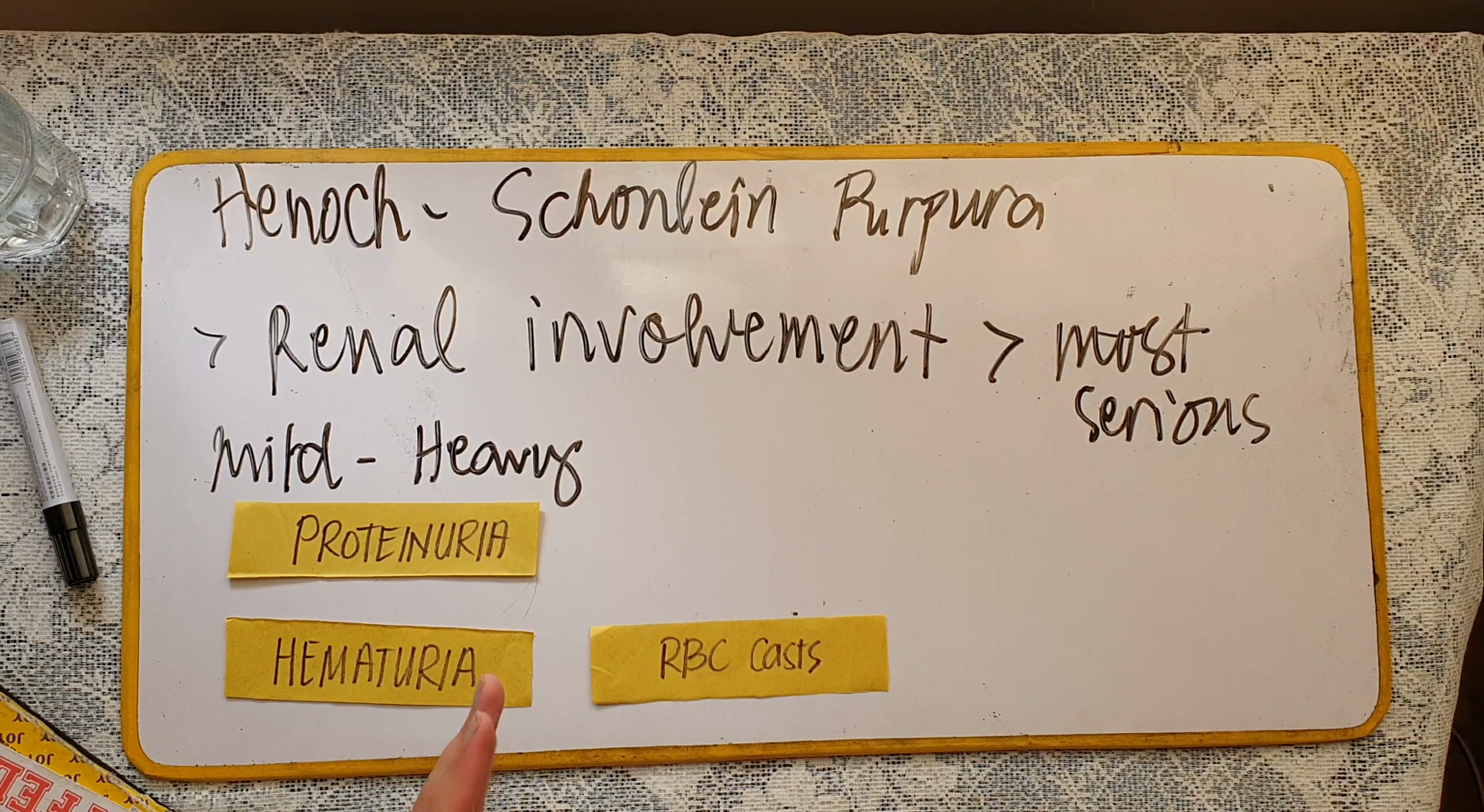Now, in most cases, patients undergo complete recovery. Generally, most of the patients with Henoch-Schönlein purpura recover. However, there are also some patients whose condition may progress to a more serious form of glomerulonephritis, and renal failure may also occur.